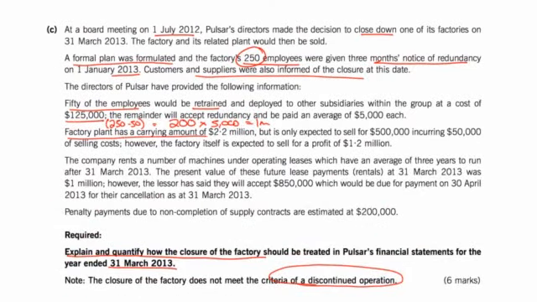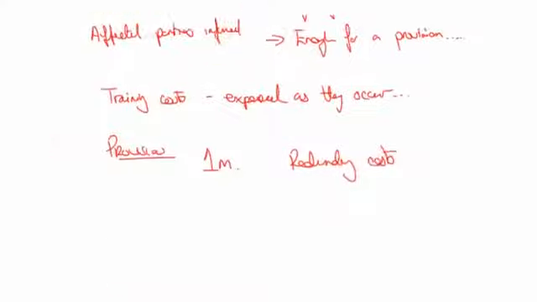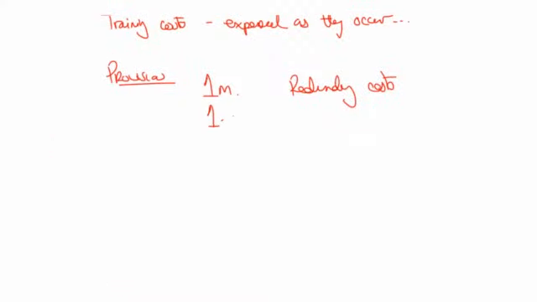Factory plant has a carrying amount of 2.2 million, but will only sell for 500 less 50 costs, so will only sell for 450. So 2,200,000 minus 450, that's an impairment of 1,750. So we've got 1.75 million impairment. You could show this impairment separately in its own provision, but I'll include it here.